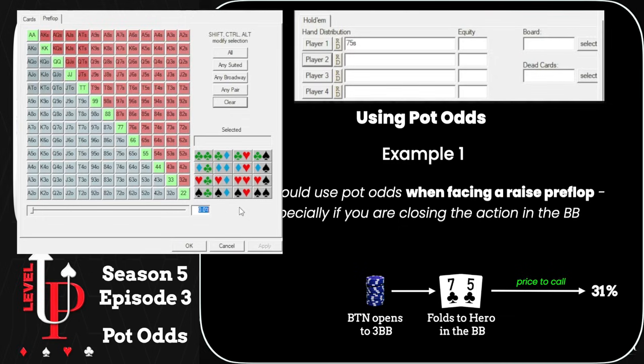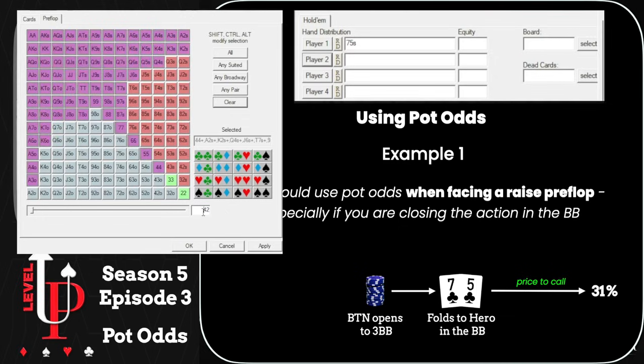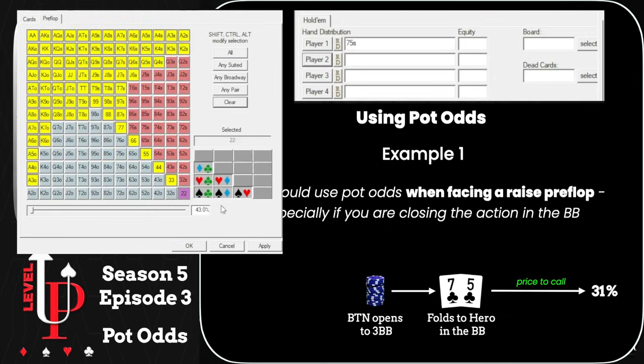Now, a typical button raising range in a cash game is about 42%. I'm just going to type in that 42% and then adjust this a little bit. So it's missing 3s and 2s. I think most people are going to play those hands. Honestly, the rest of this range looks fine. It's about 43% of total hands.